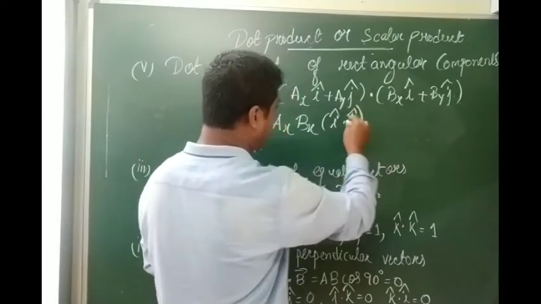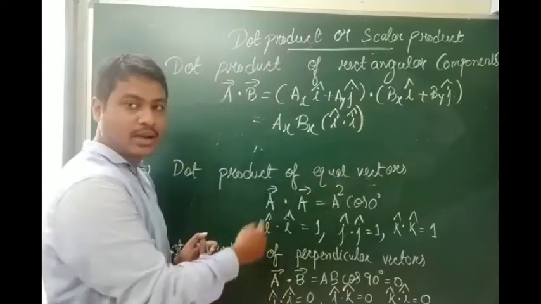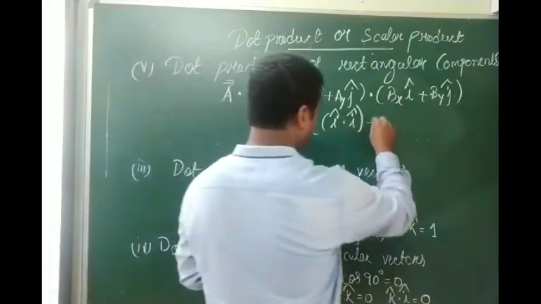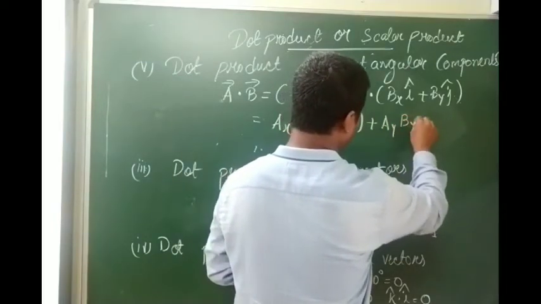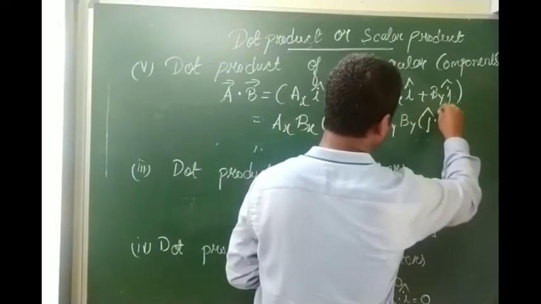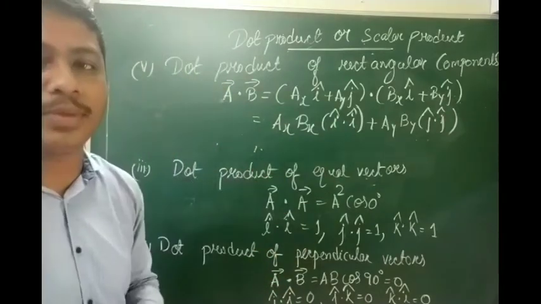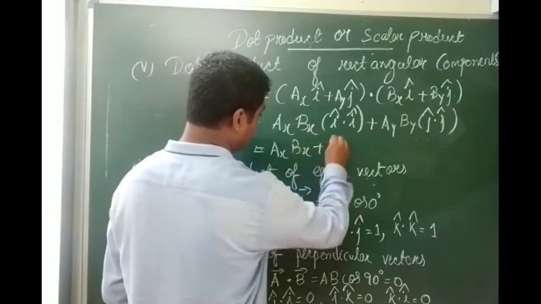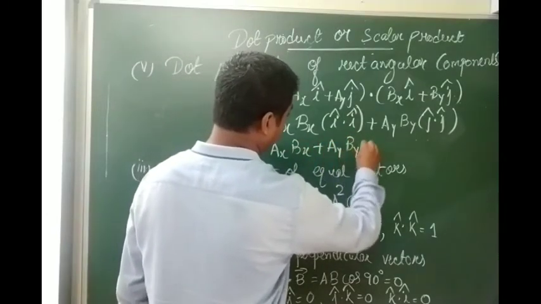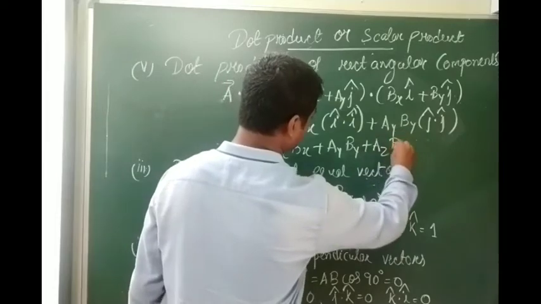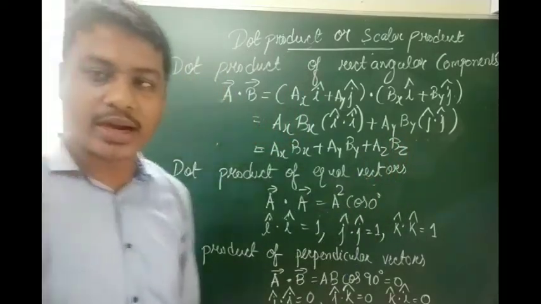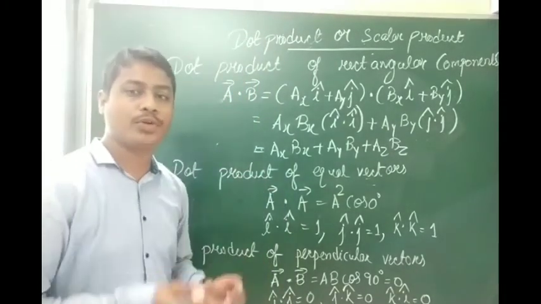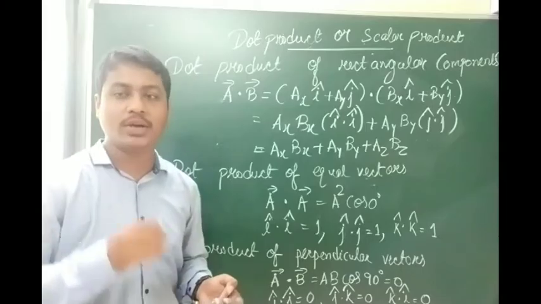The next term, I cap dot J cap, will not come because you can see the answer in the perpendicular vectors property, that is 0. Plus we will get Ay By J cap dot J cap. Only the singular vectors will be there. The rest all the vectors will be 0. So we will get the answer as Ax Bx plus Ay By plus Az Bz. So these are the properties of the dot product. Let us now move to the properties of the cross product one by one.